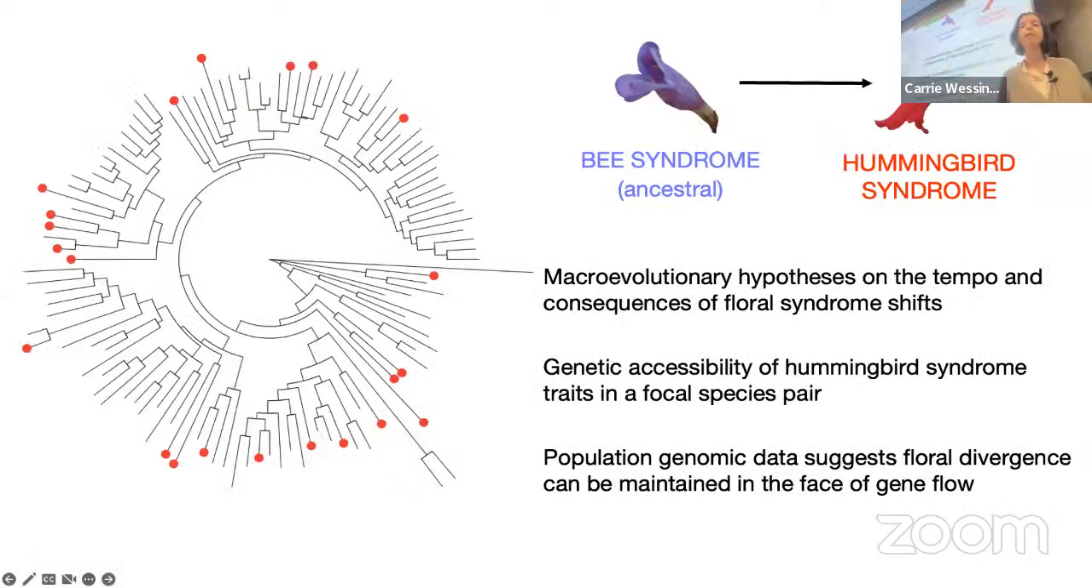So my talk is going to be divided into 3 parts. So first, I'm going to briefly discuss some macroevolutionary modeling results where we modeled these transitions between these floral syndromes. Then I'm going to discuss the genetic architecture of floral divergence in a focal species pair. And then finally, I'm going to discuss some population genomic data that informs on how these floral differences are maintained in the face of gene flow.